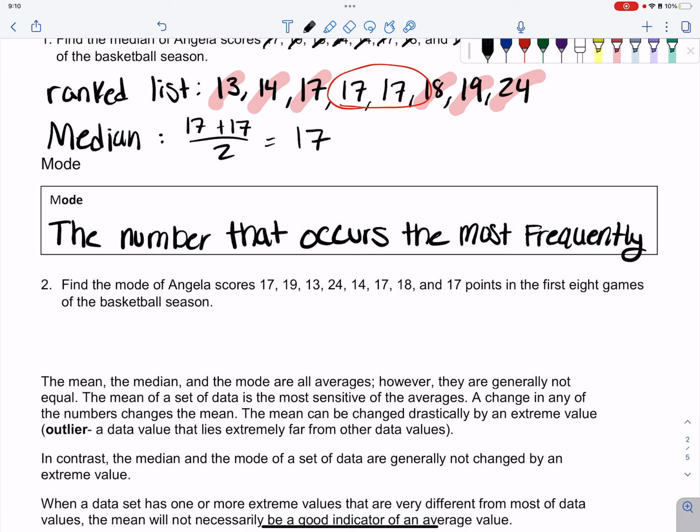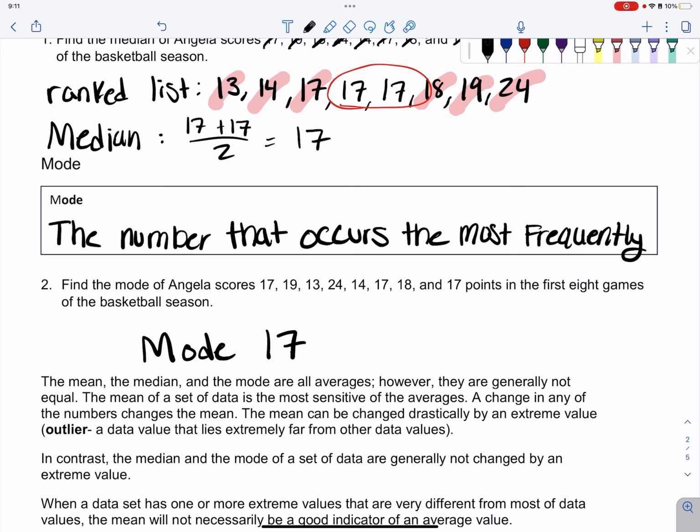So looking at that ranked list up above, we can see that all of the numbers appear once in the data set except 17. 17 is in the data set 3 times, which means that our mode for this data set is 17, because 17 is occurring the most.